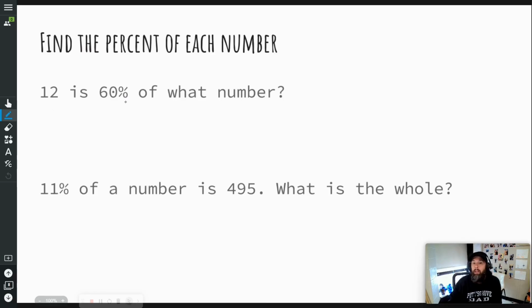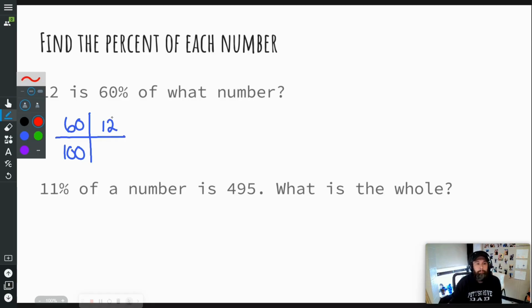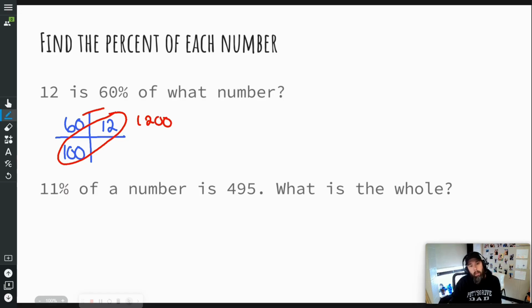12 is 60% of what number? So 12 is the part. So 60% goes on the left, 60 out of 100. 12 is the part. Put that on the top right. Let's cross multiply. 100 times 12 is 1,200. And we're going to divide by 60. Now, I know 12 divided by 6 is 2, so 1,200 divided by 60 is going to be 20. So this one is going to be 20. That's my answer. I don't need to do long division for that one.